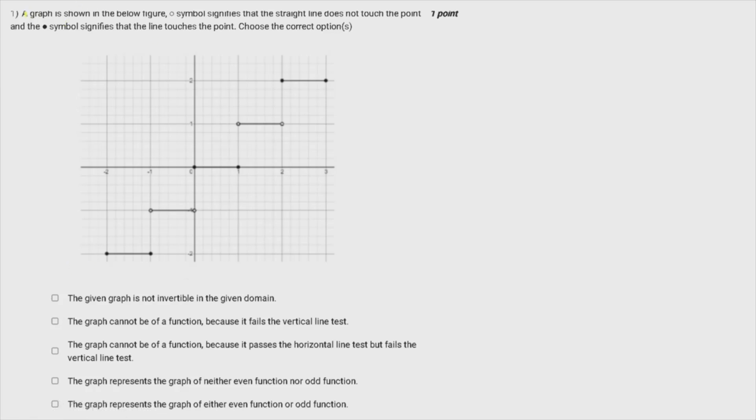So the question says a graph is shown in the below figure. This symbol signifies that the straight line does not touch the point, and this symbol signifies that the line touches the point. Now we have to choose the correct option, and we have to see from the graph whether it is invertible or not, whether it passes the vertical line test or the horizontal line test, and whether it's an even function or an odd function.